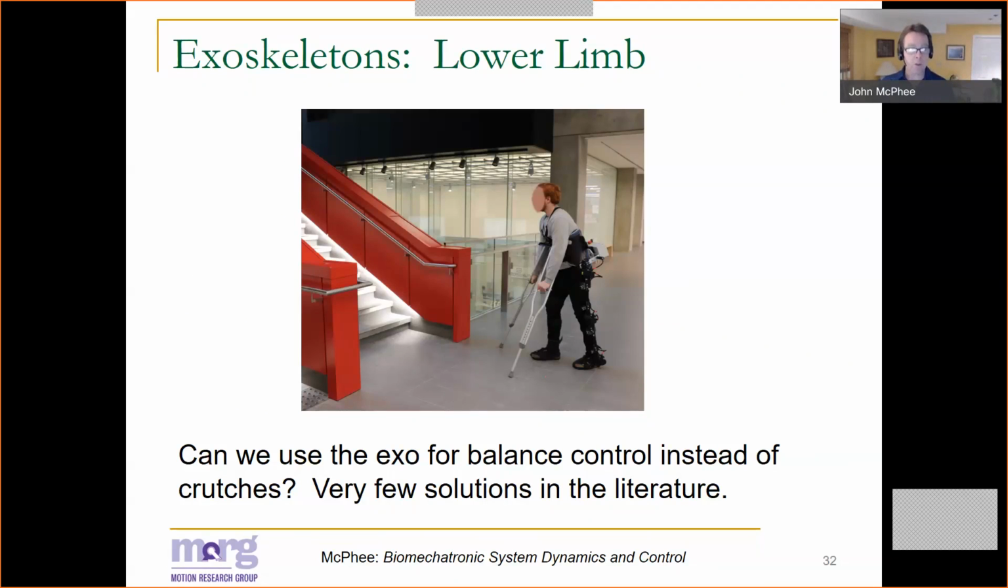We would like to just use the exoskeleton to provide active balance control, at least for just standing, let alone walking. And for this balance control during quiet standing, there's actually very few solutions that have been proposed in the literature.